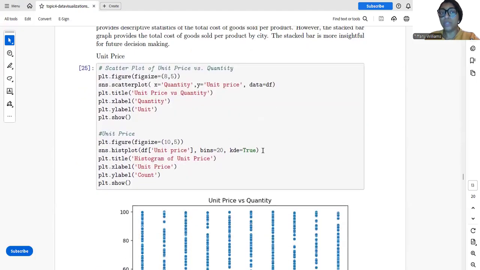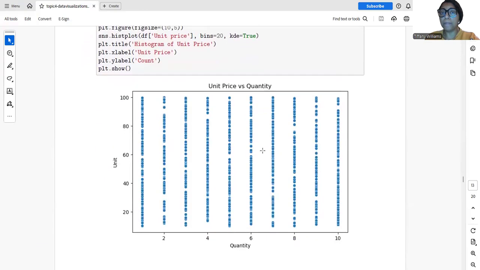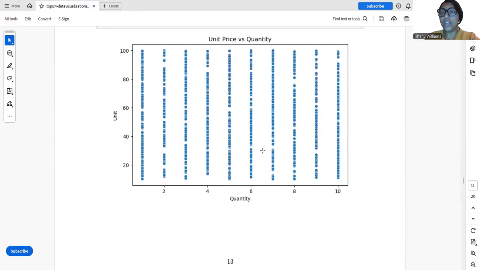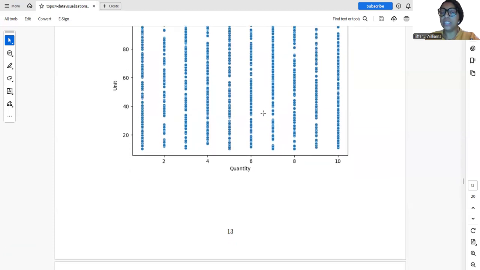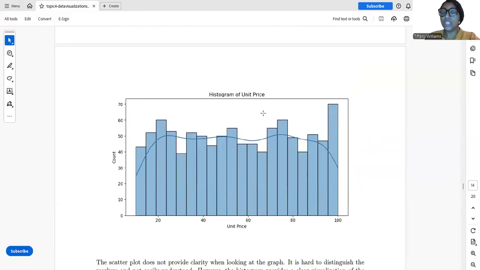Next, or lastly, we will just look at unit price. We'll be looking at it as a scatter plot as well as a histogram. The scatter plot here, it will be hard to understand or at first glance see. It could be the coloring, it could be the way that it's graphed. So it's not very easy to understand what the scatter plot is showing. The histogram does do a much better job of showing the unit price, the total number of transactions by unit price. So I will be using that one as well.